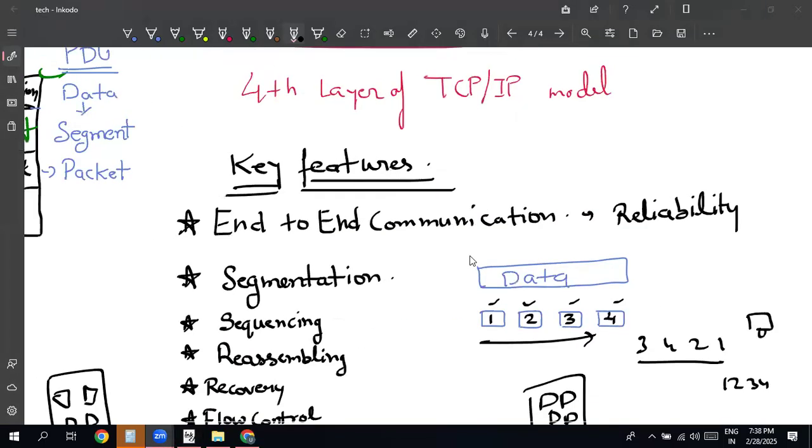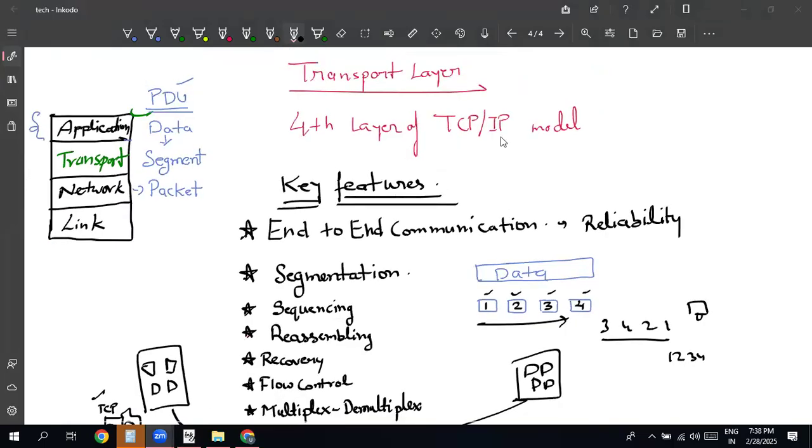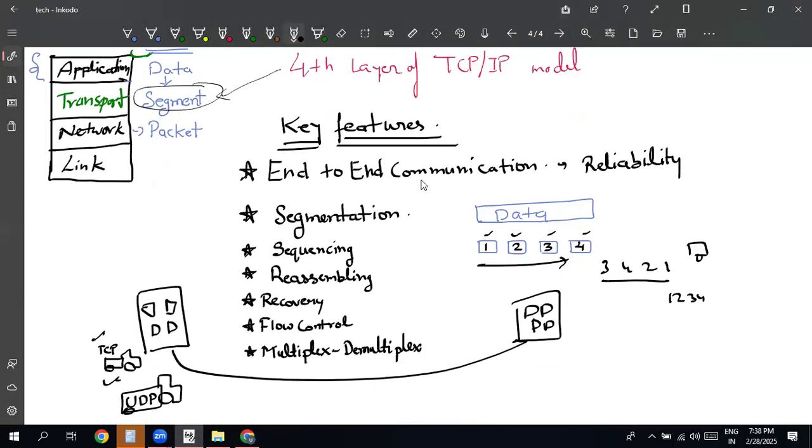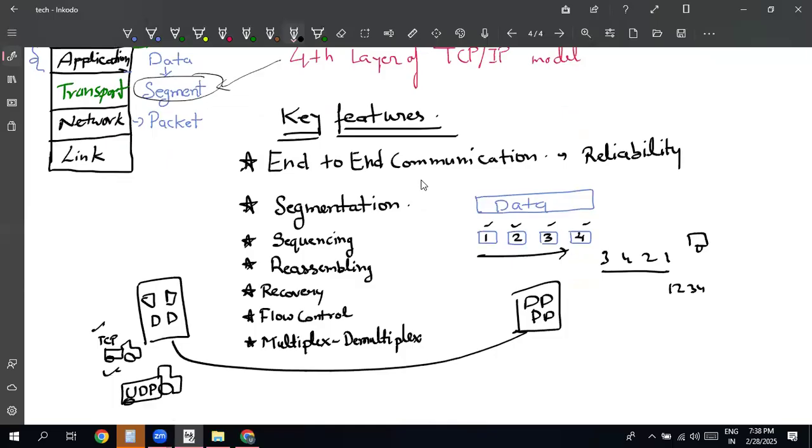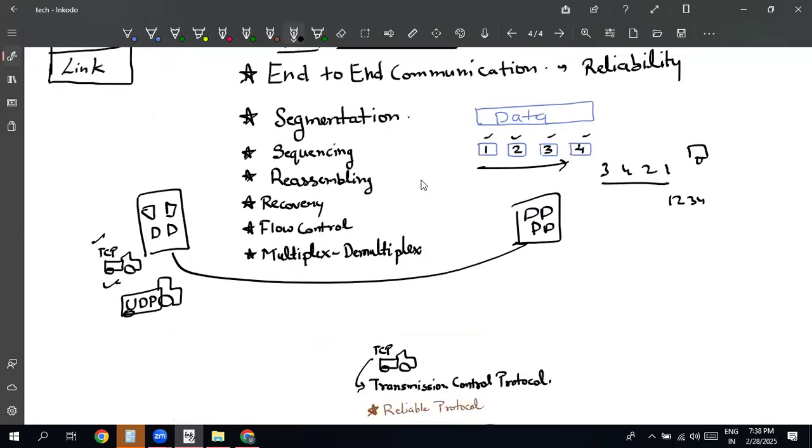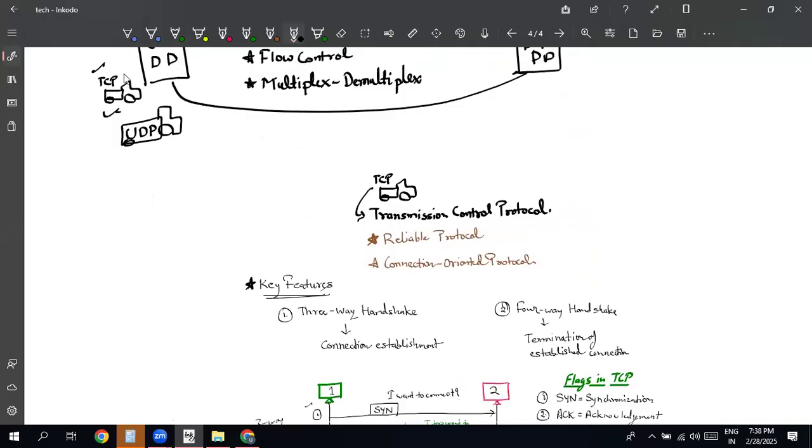What we have gone through is the transport layer. It is the fourth layer of the TCP/IP model, where the PDU is the segment. The key features of the transport layer are end-to-end communication, segmentation, sequencing, reassembling, recovery of traffic, flow control, multiplexing and demultiplexing, for which port numbers are used. Then I jumped on to one of the key drivers that takes our traffic from one location to another, Mr. TCP.